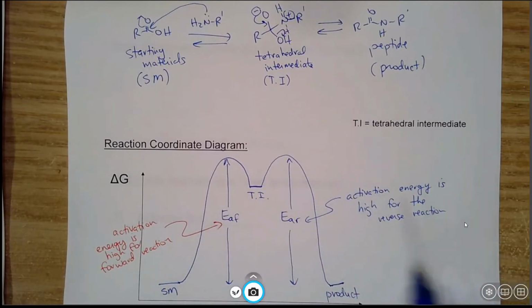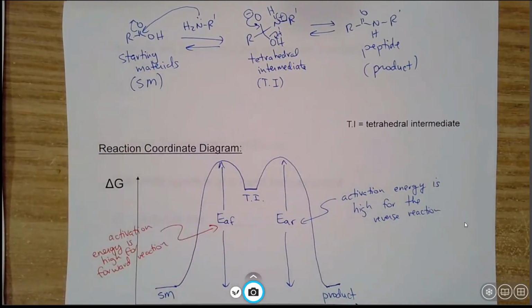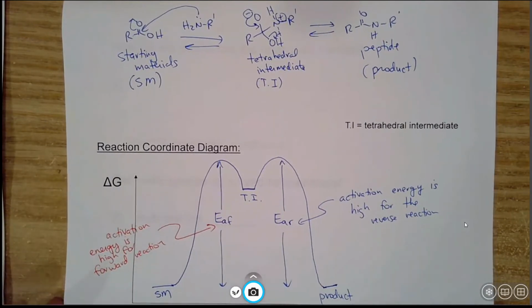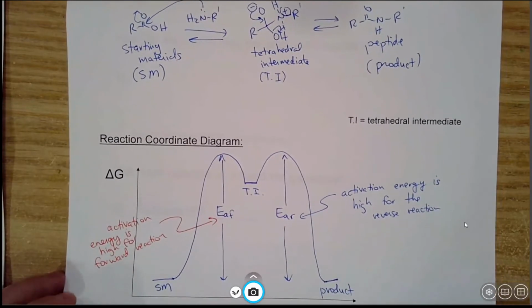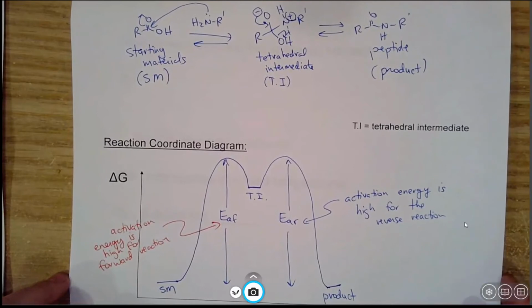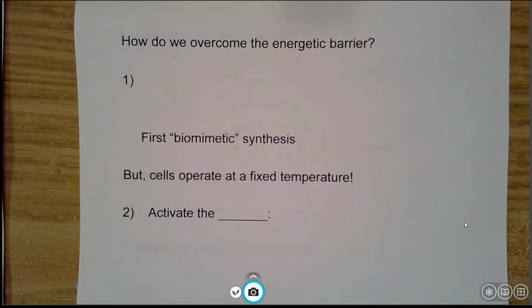So if you think of reactions that you may have done in the lab, or, for example, if you are at home cooking something, right? Well, when you're cooking something, you're adding energy to the system, right? Because you want to cook your meal in a time effective fashion, and you don't want to wait days or weeks to do that. So how do we overcome this energetic barrier?